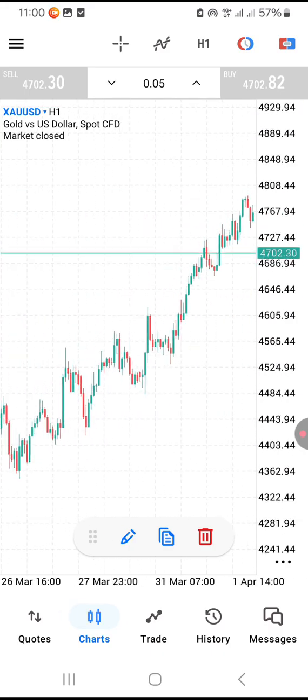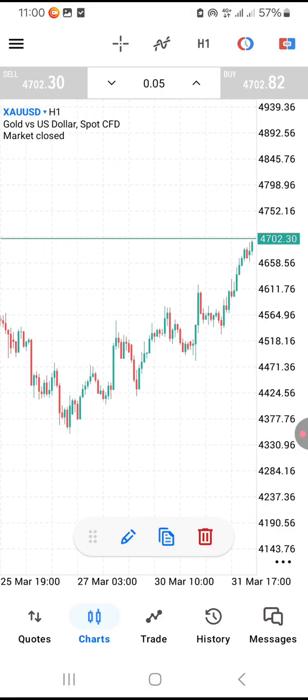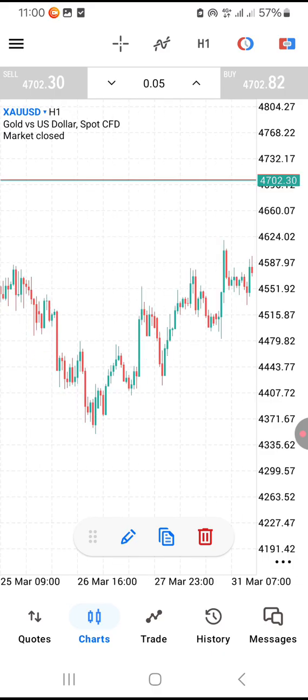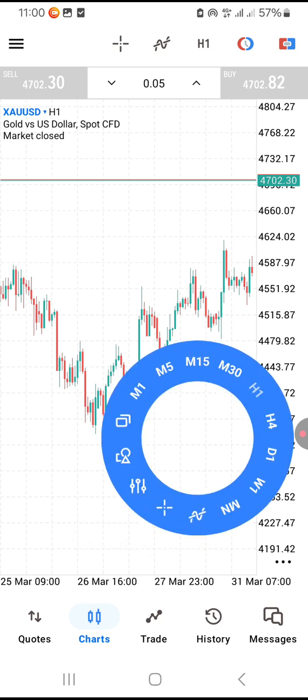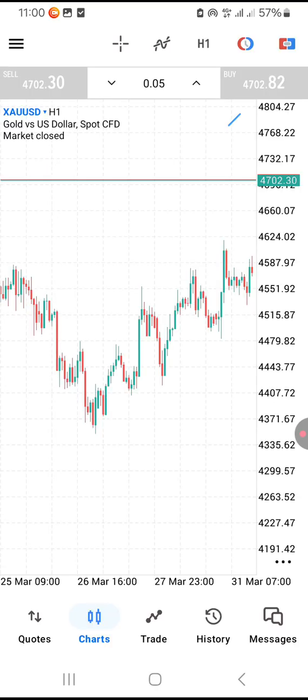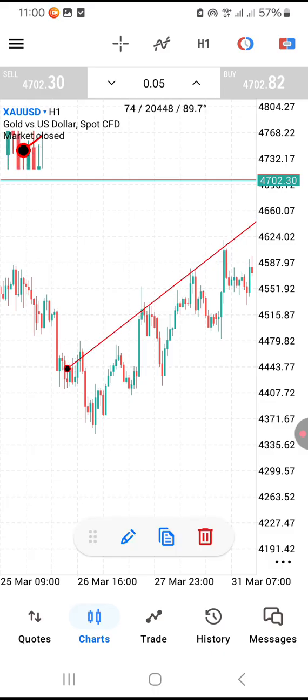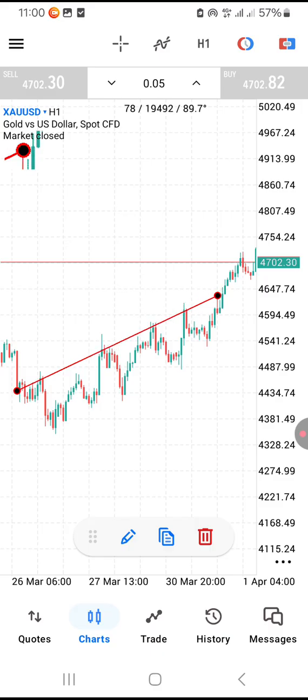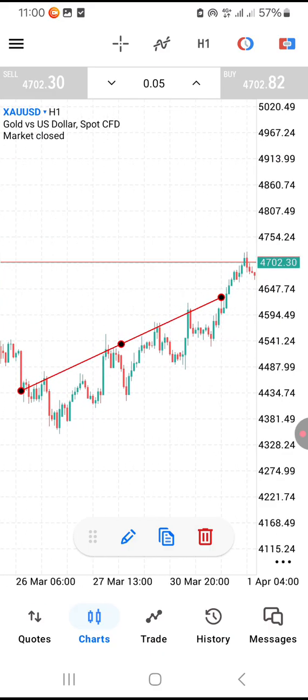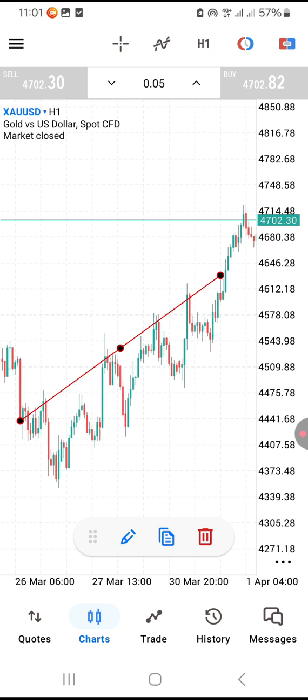One of the examples I picked was this. Exactly. So you can see on this particular one, this is an uptrend. Let's take this one. You can see that this is an uptrend. This is basically what an uptrend looks like.